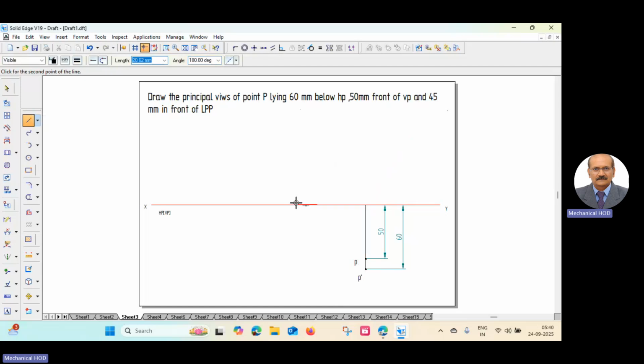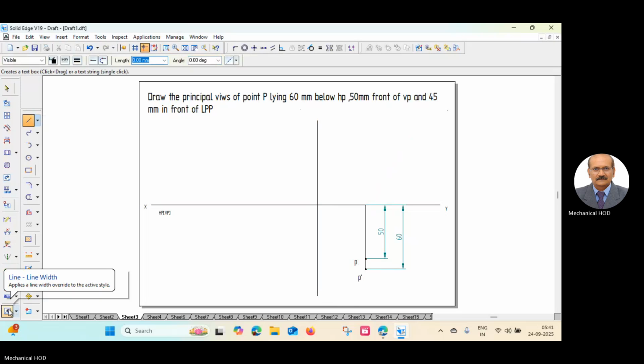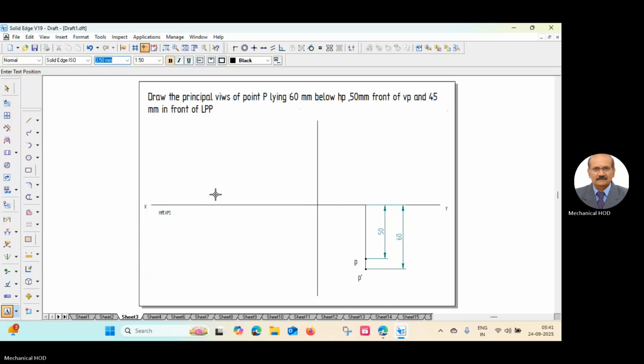Now we have drawn a line of 45. From the tip of the 45 line, draw one vertical line. This vertical line is the profile plane. Name this profile plane as X1, Y1.